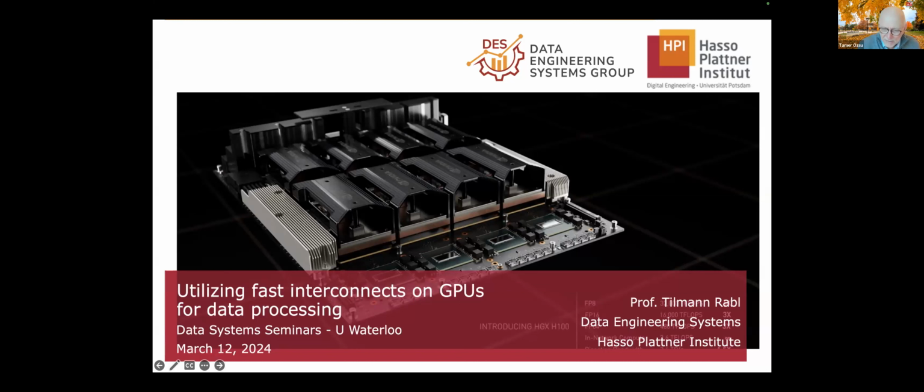His group has been doing great work on using GPUs, and I think one of the papers that he's going to talk about today won an award. So we're very much looking forward to his talk.